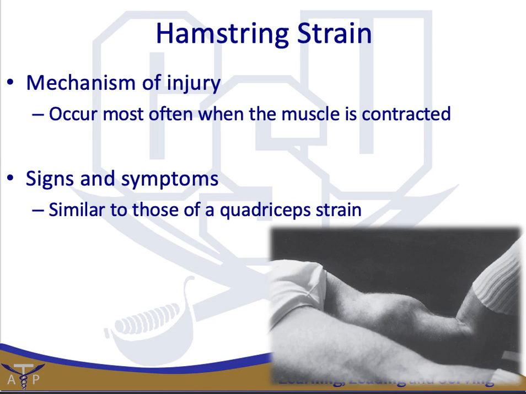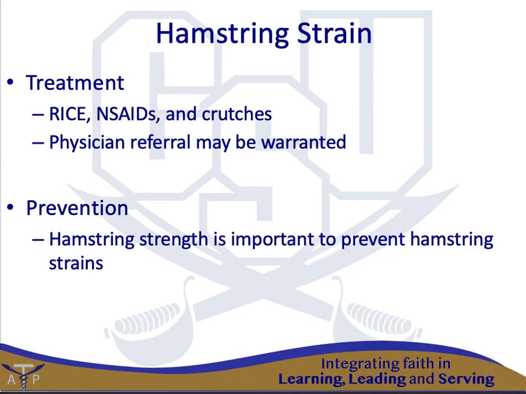Signs and symptoms: they may feel a snap or pop depending on the grade of the injury. You could see in that picture that this is a grade 3 type of hamstring strain where there is a bulge. We may also get a divot just like the quadriceps strain. They'll also exhibit swelling, ecchymosis, point tenderness, loss of range of motion, and strength in that area.